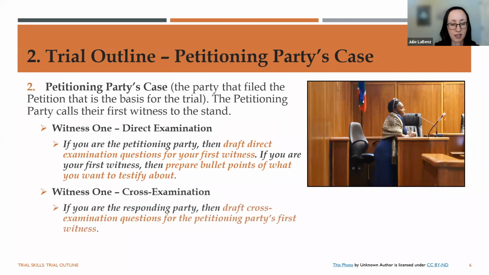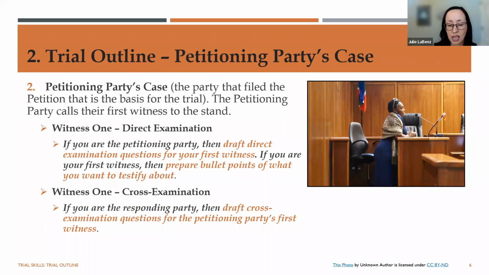Then there'll be cross-examination. If you are the responding party, then draft cross-examination questions for the petitioning party's first witness. Now you may say, oh, I don't know who they're going to call to the stand first. True, you could ask them, or you look at their list of witnesses, and if they have 2 witnesses listed, then you'll draft questions for both of them and can access those questions depending on the order that they're called to the stand in. So just understand you can be flexible.